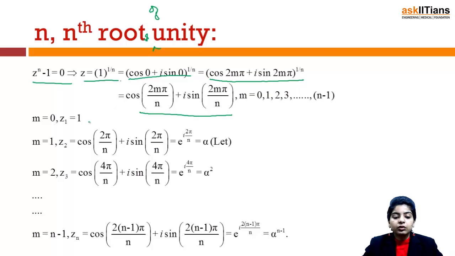So for m equal to 0, I get z1 as 1, z2 I get as e raised to the power i 2 pi by n, z3 I am getting as e raised to the power i 4 pi by n. So if I assume this to be alpha, this will become alpha square. Similarly, I will have alpha raised to the power n minus 1. Since z raised to n minus 1 is 0, we will have n roots, and therefore m will vary from 0 to n minus 1, right.